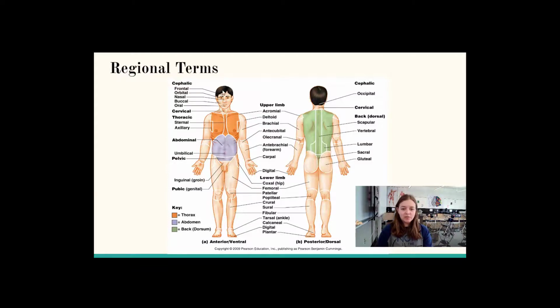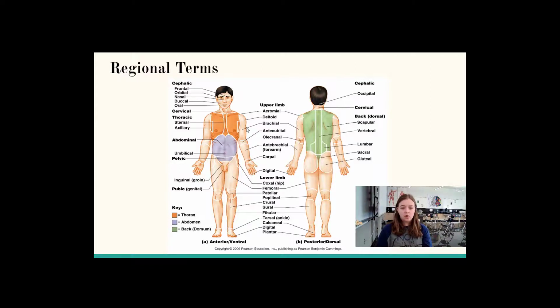Anything that refers to the head is known as the cephalic region. And then if we want to be more specific, we have the frontal region, which is the forehead, the orbital region, which is the eyes, the buccal region, which is the cheek, as well as the oral region, which is the mouth. The cervical region refers to your neck, and that's because the vertebrae in this area are called cervical vertebrae.